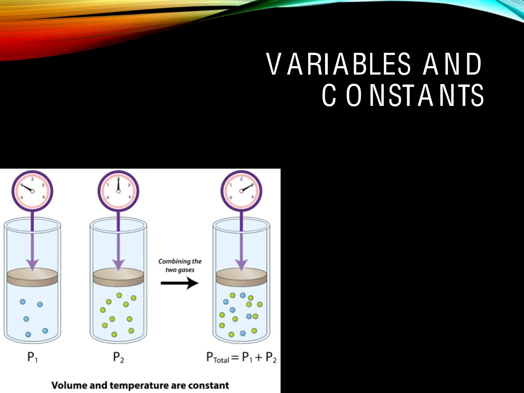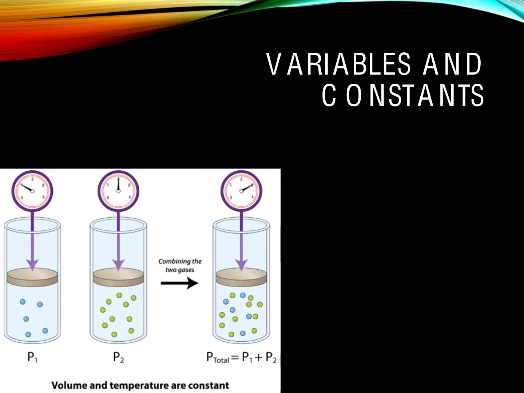So here's a visualization of that idea. We've got two samples, P1 and P2. P1 is at 1 atm, P2 is at 2 atm. If we combine those two gases into the same container, and notice the volume is not changing, I now have a new pressure of 3 atm. So that's simply taking pressure 1 plus pressure 2 to get a total of 3.